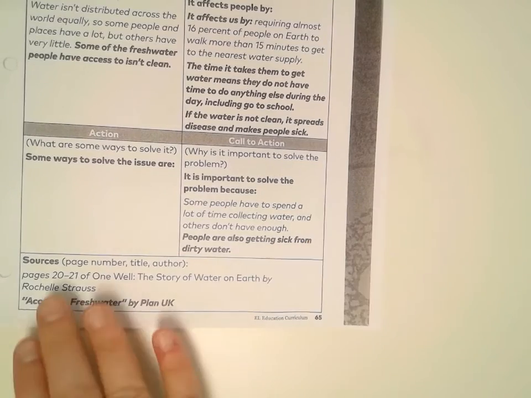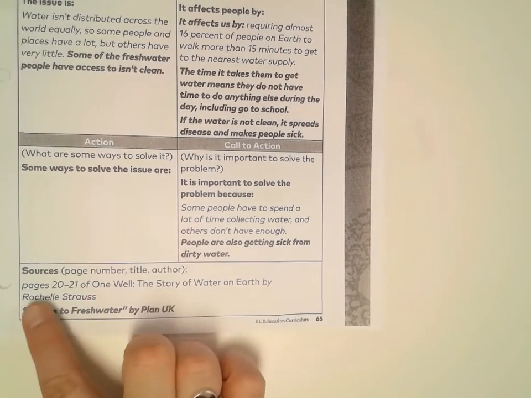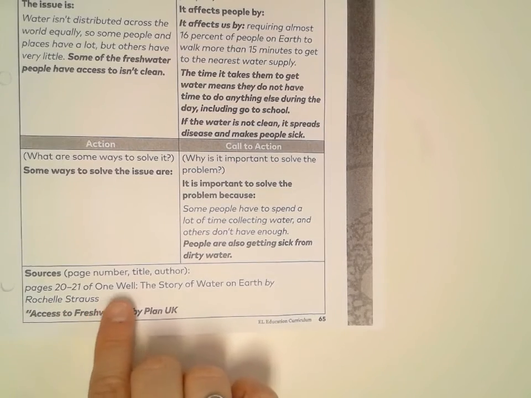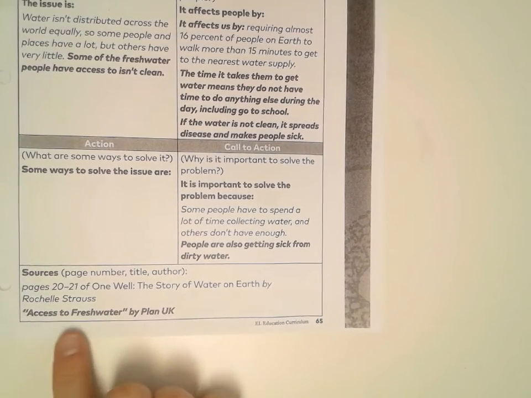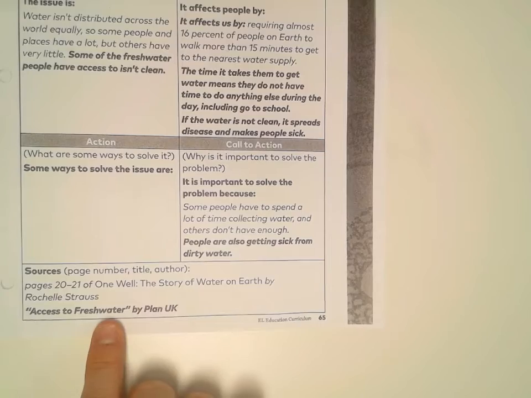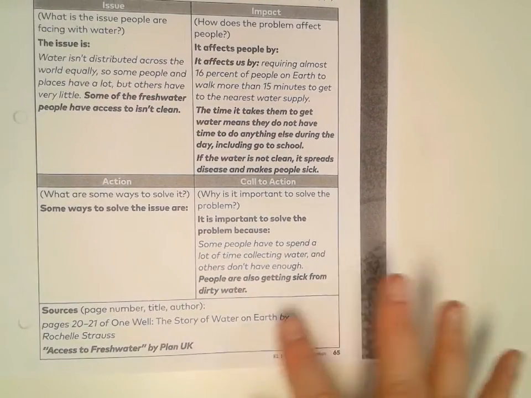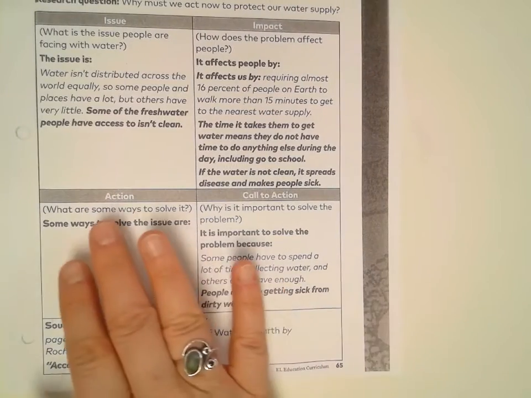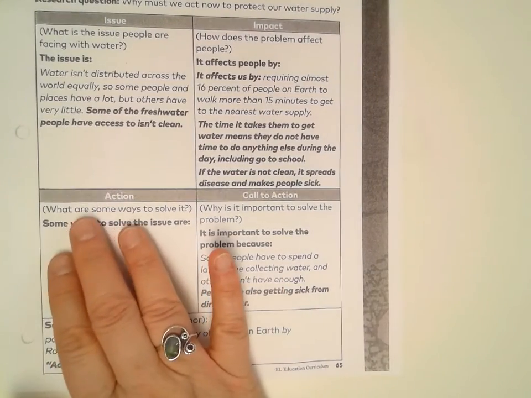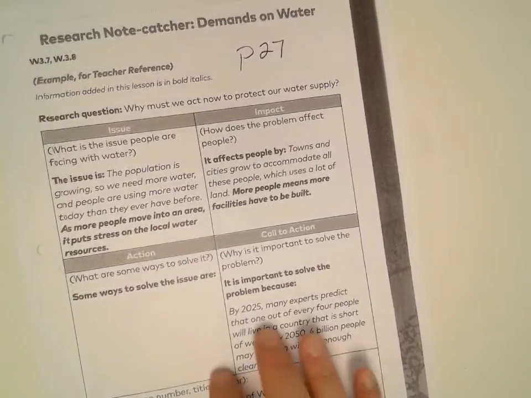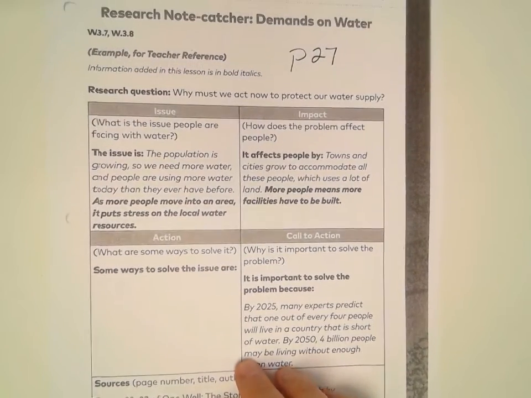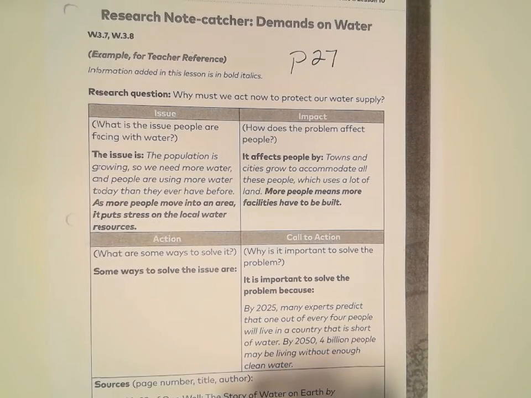And then you had some sources. We got this information from pages 20-21 of One Well, and we also used the article Access to Fresh Water that's also in your workbook. And you are going to be doing some research, and you can be adding some information about your sources, about where you're going to get this information here. So now I'd like you to turn to page 27.